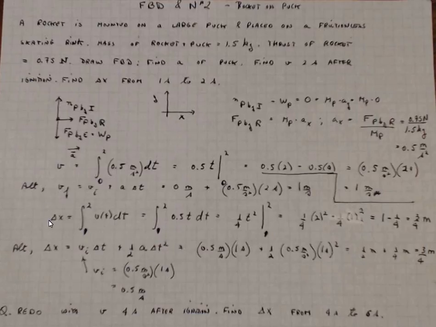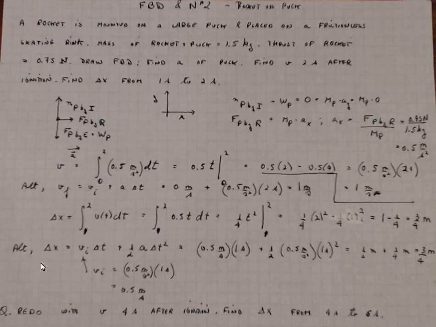For the displacement question, we can take the velocity function and integrate it from 1 to 2 to find the displacement. So integrating 0.5 t from 1 to 2: the integral of 1/2 t is 1/4 t squared. Integrated between 1 and 2 is 1/4 times 2 squared minus 1/4 times 1 squared, which is 1 minus 1/4, which is 3/4 of a meter.